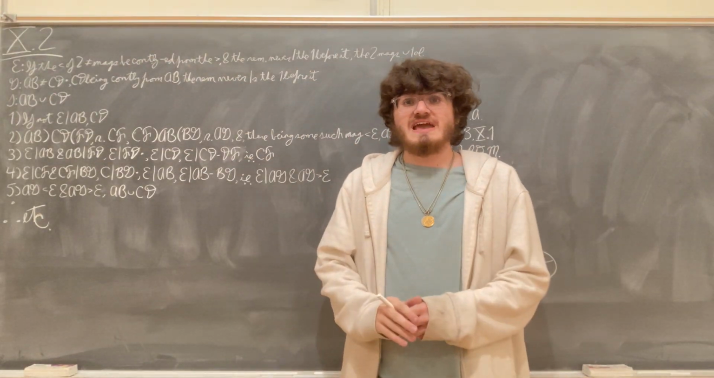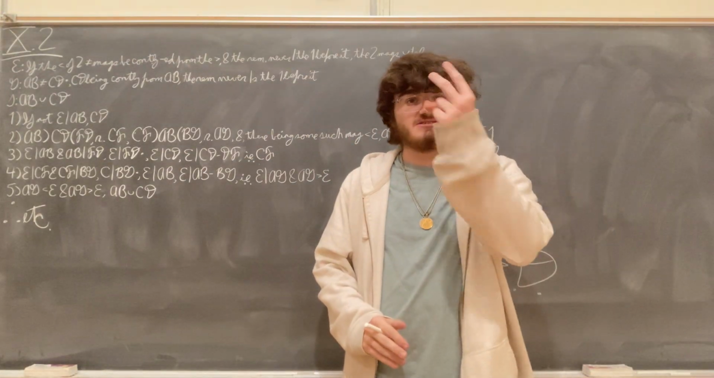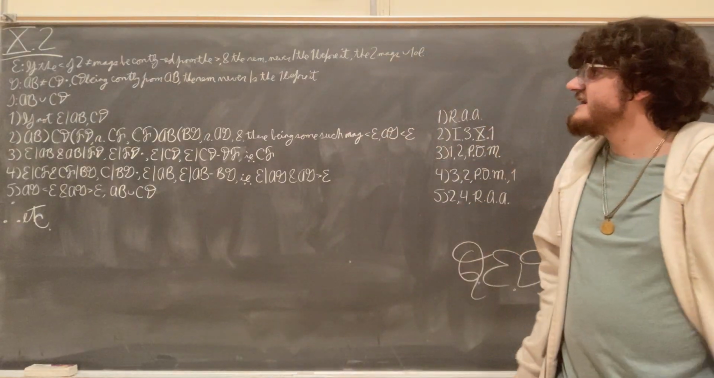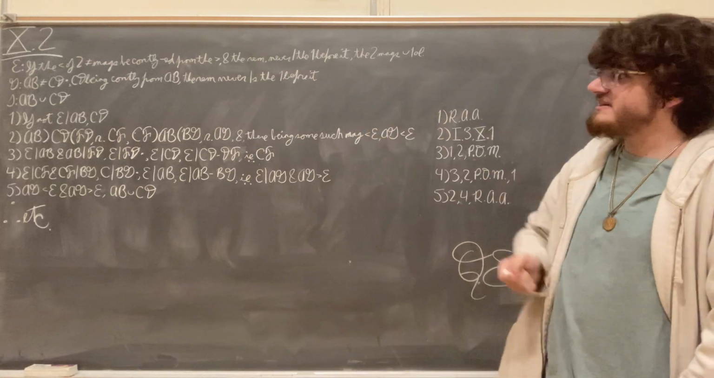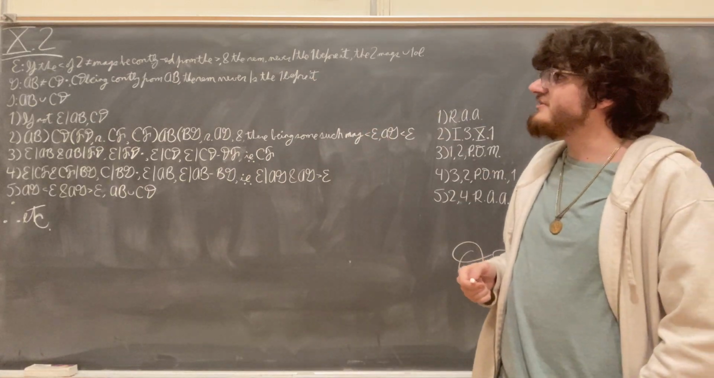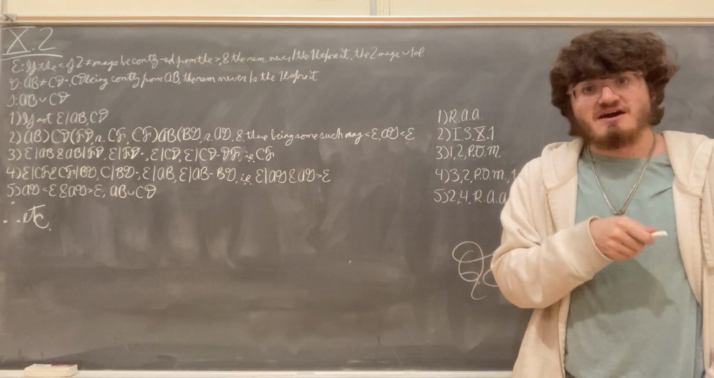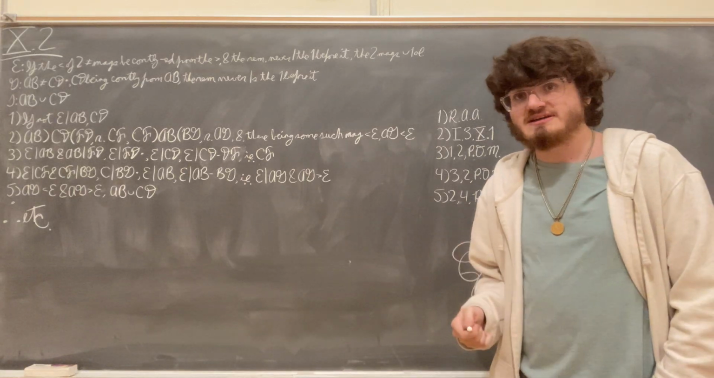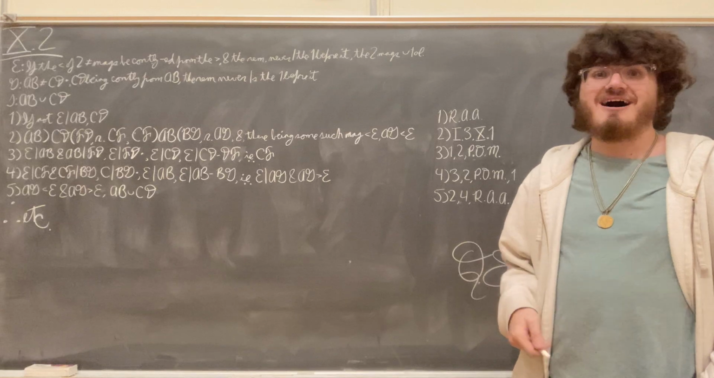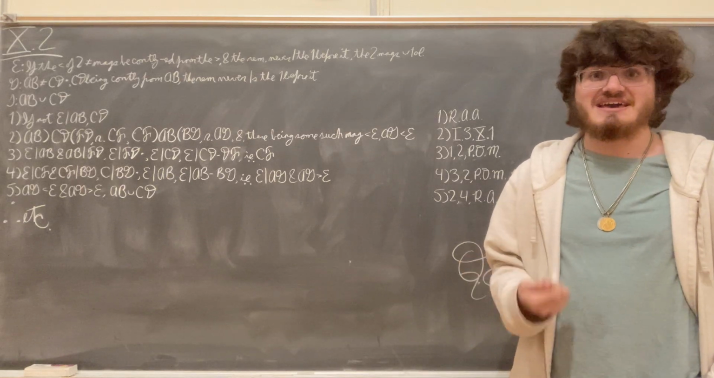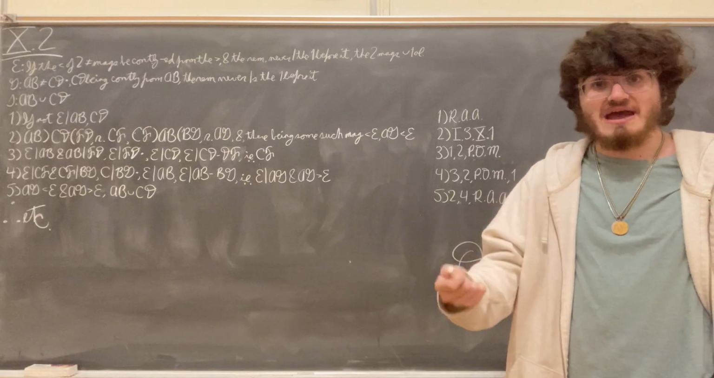Hello. This will be a demonstration of Proposition 2 from Book 10 of Euclid's Elements, which says that if the lesser of two unequal magnitudes be continually subtracted from the greater, and yet the remainder never measures the one before it, the two given magnitudes are incommensurable to one another. That is to say, they have no common measure.